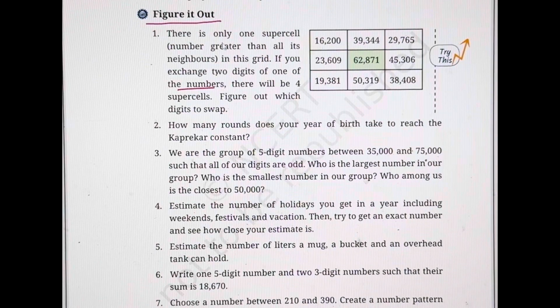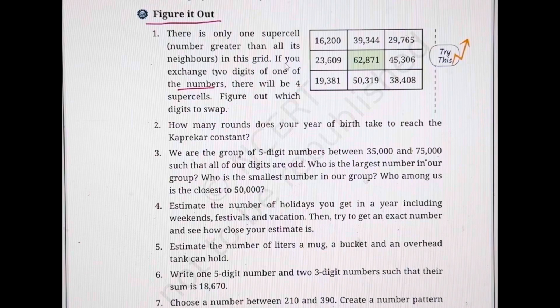There is only one supercell here. You can see the one which is colored is a supercell. Why is it a supercell? Because all the neighbor numbers are less than this number. 62,871 is the greatest and all the neighboring numbers are smaller than that.